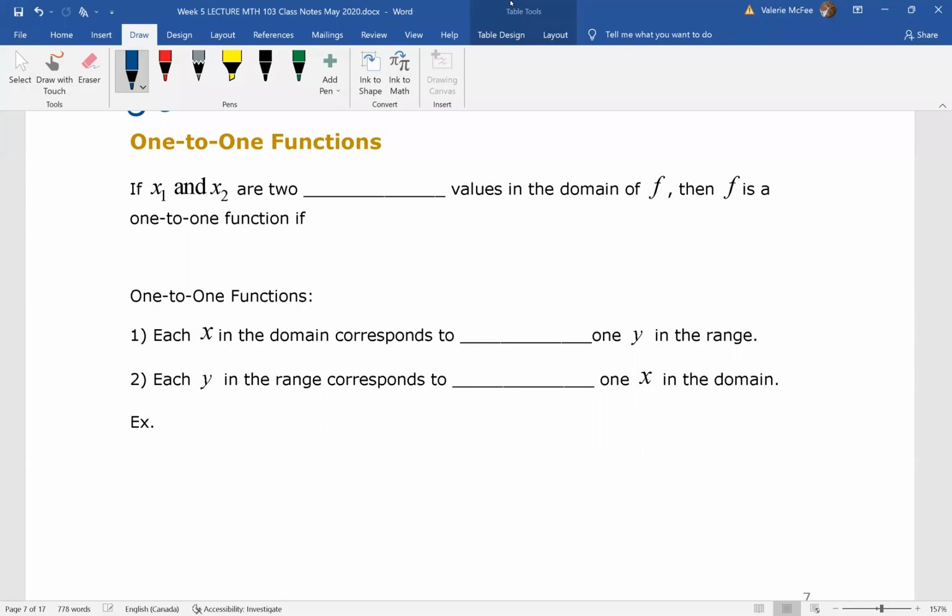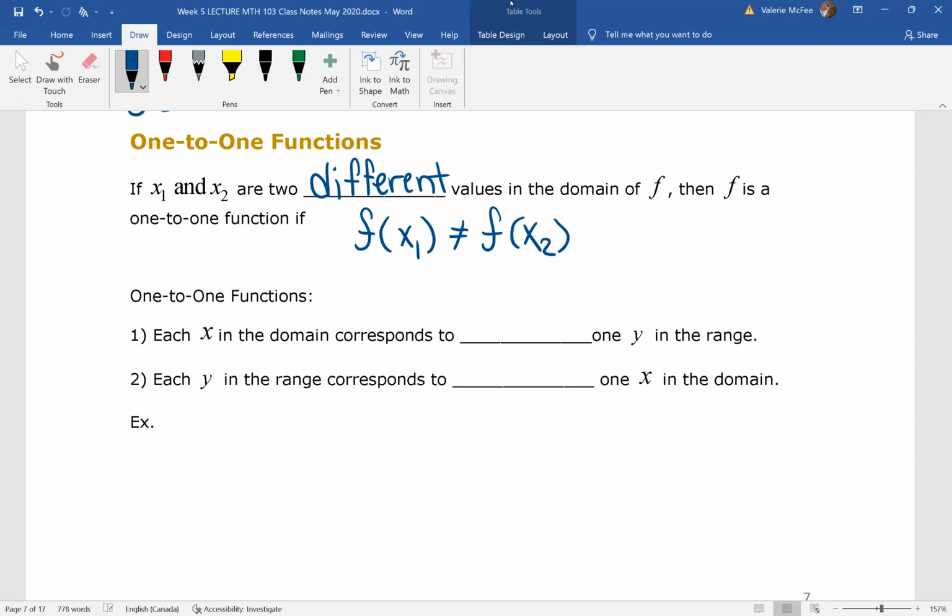We are getting closer and closer to working with logarithms. But before we do that, we need to talk about one-to-one functions. First of all, if x sub 1 and x sub 2 are two different values in the domain, that's just to say these are two different x values, then f is a one-to-one function if f of x sub 1 does not equal f of x sub 2.